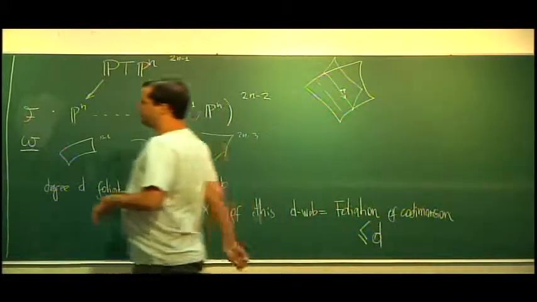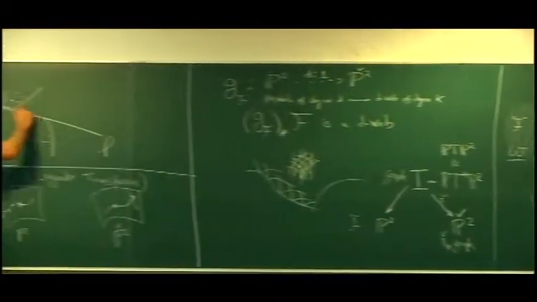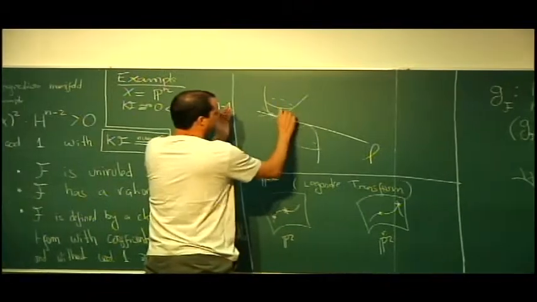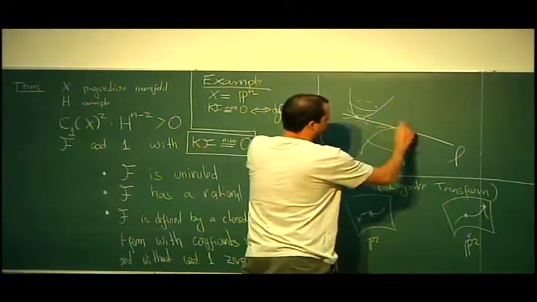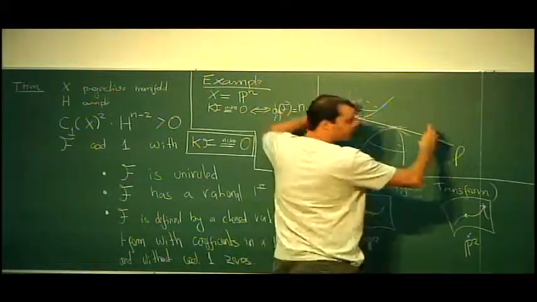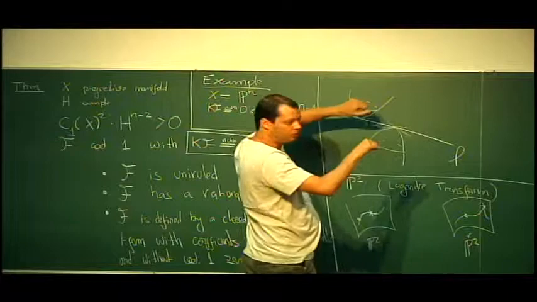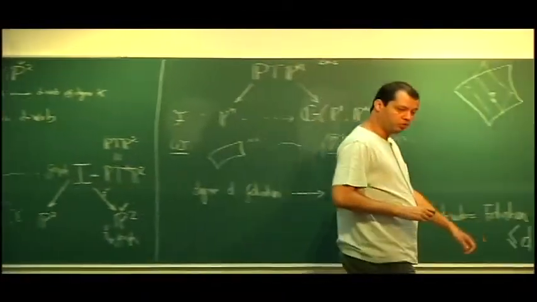You see? Because one leaf is just the collection of all lines through a point and through a variety. All lines tangent to a variety. And these are the leaves through a point. And we are intersecting them. Right? So this is the foliation that I want to look at.